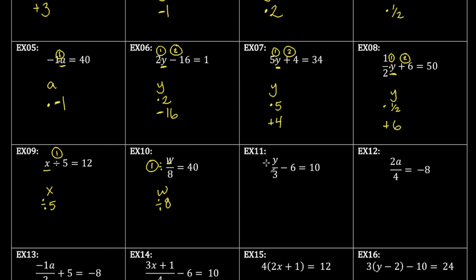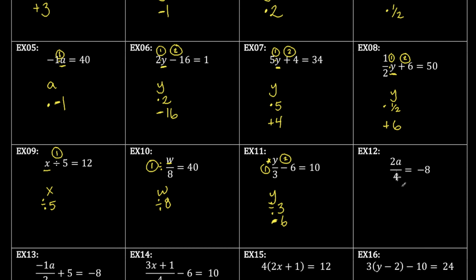Example number 11. We have y. I'm going to put a little marker right there. Well, I guess maybe not like that. I'll put it right here. I'm trying to show this without making it look crazy, but maybe I'll put a star. We have y. And then we divide it by 3. That is our first step. And then we subtract 6. And we get 10.